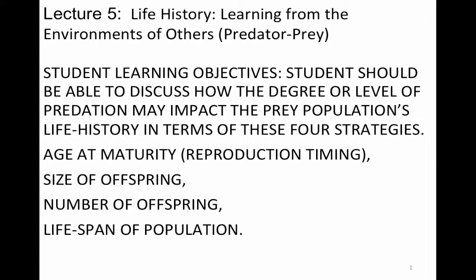Lecture 5, Life History, Learning from the Environments of Others. Student learning objectives. Students should be able to discuss how the degree or level of predation may impact the prey population's life history in terms of these 4 strategies: age at maturity, size of offspring, number of offspring, lifespan of population.